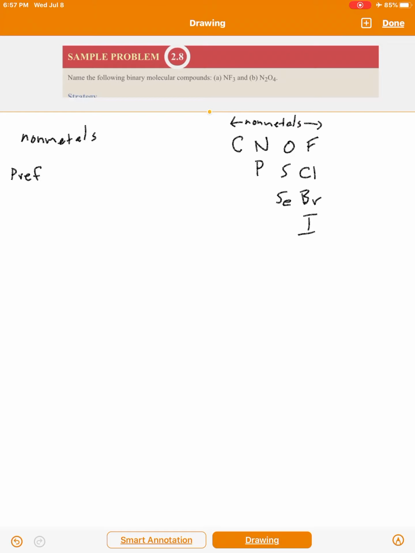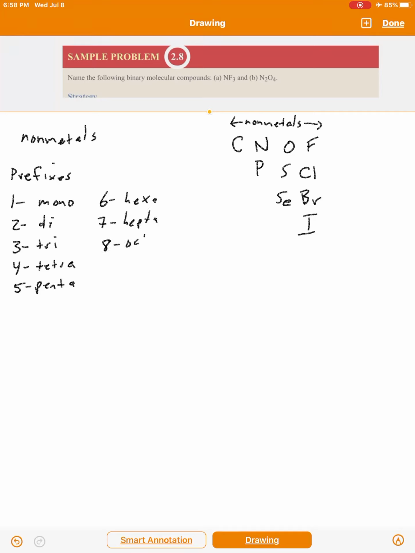and so prefixes should be memorized. The prefixes are: 1 is mono, 2 is di, 3 is tri, 4 is tetra, 5 is penta, 6 is hexa, 7 is hepta, 8 is octa, 9 is nona, and we'll stop at 10. 10 is deca.